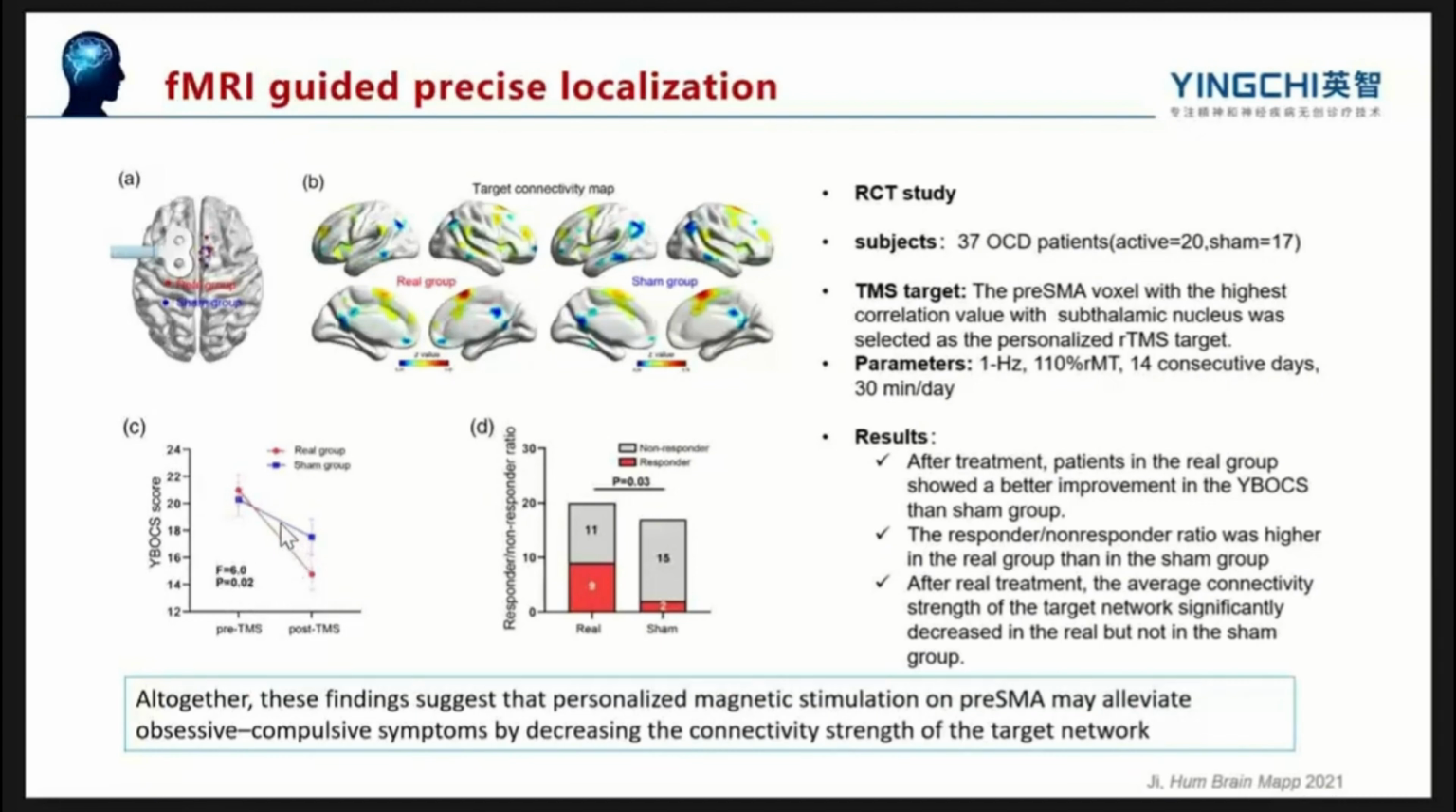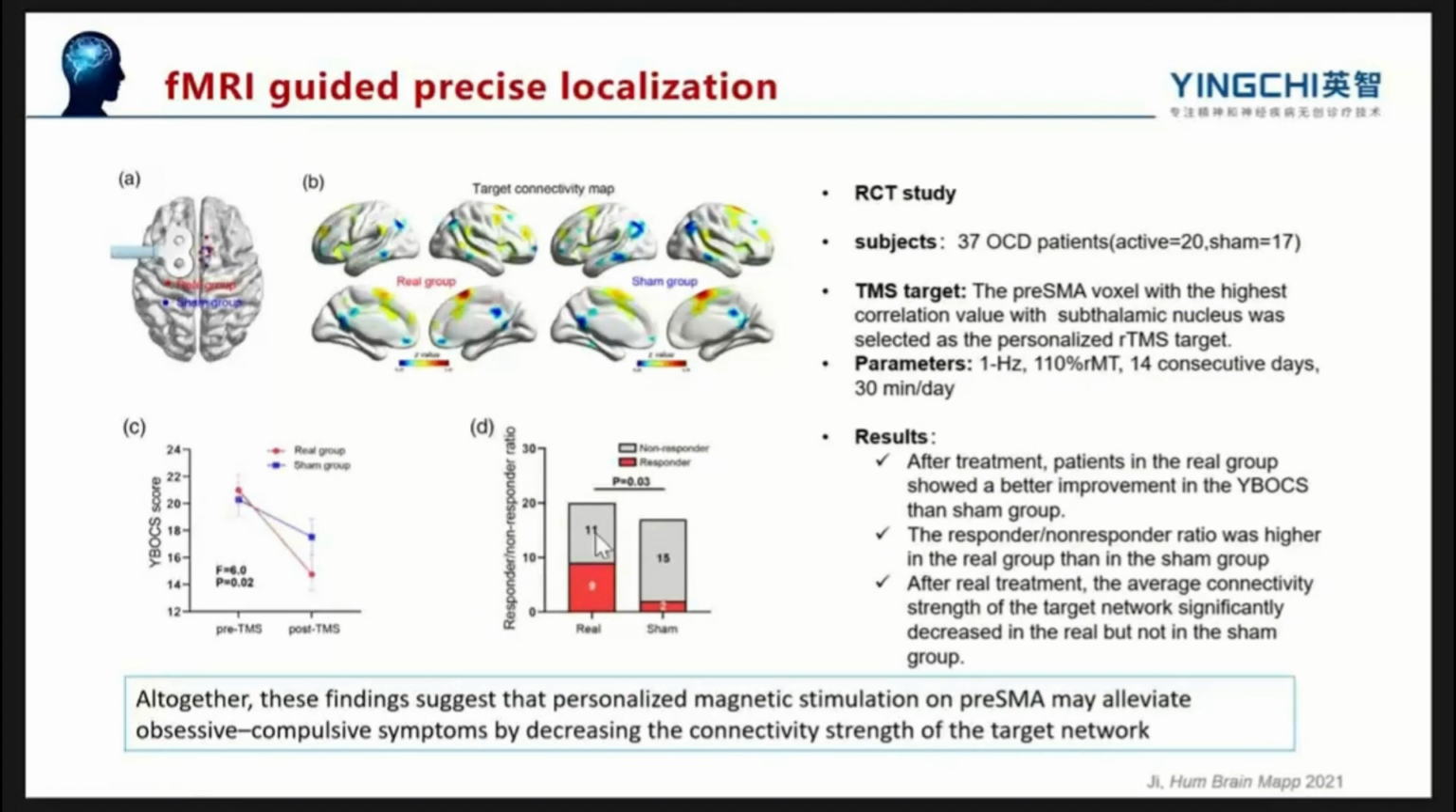And we can see the results from the Yale-Brown scale score. There is a significant decrease of the Yale-Brown score in the real group, and also a significant difference between these two groups. When we look at the responders and non-responders, we can also find a difference between real and sham. If we calculate the response rate in the real rTMS group, this number is nearly 50%. The responder is defined as a 35% reduction from the baseline Yale-Brown scale.